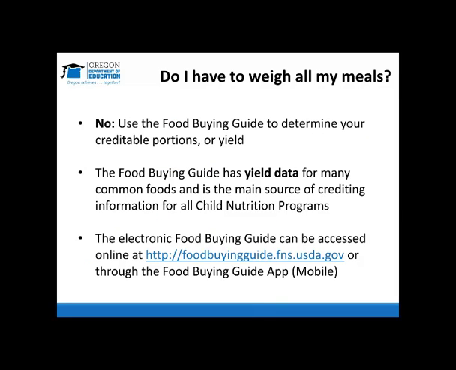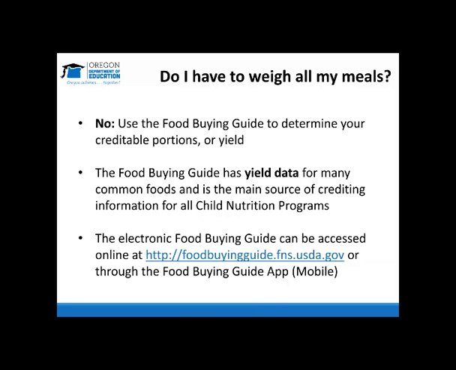So knowing what we know now about crediting the grains and the meat and meat alternate components, does this mean that you would need to weigh all of your meals before you serve it? Oh no. Weighing all foods is not a requirement, although you can choose to do so. It would be very tedious though. What we use instead is the food buying guide, which you all signed up to learn today. The food buying guide helps all child nutrition programs determine the creditable portions, which is also known as yield for common foods served. This guide is our main source of crediting for CACFP and all other child nutrition programs.